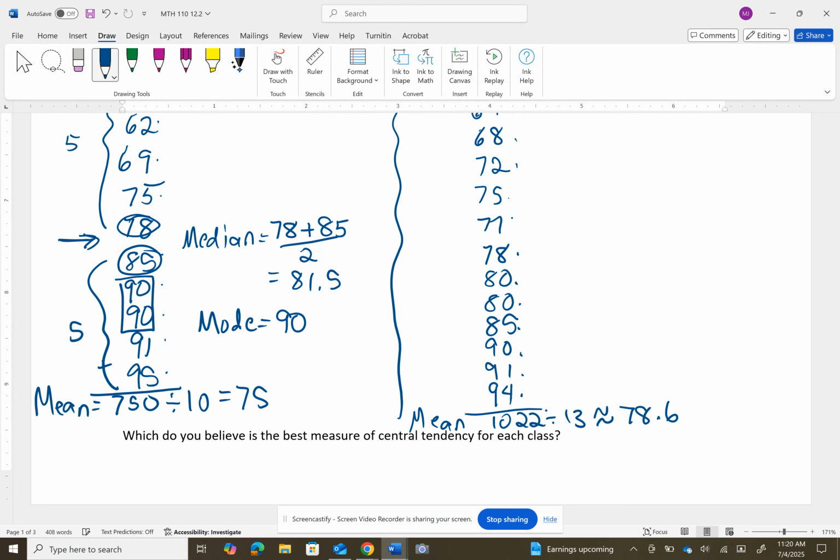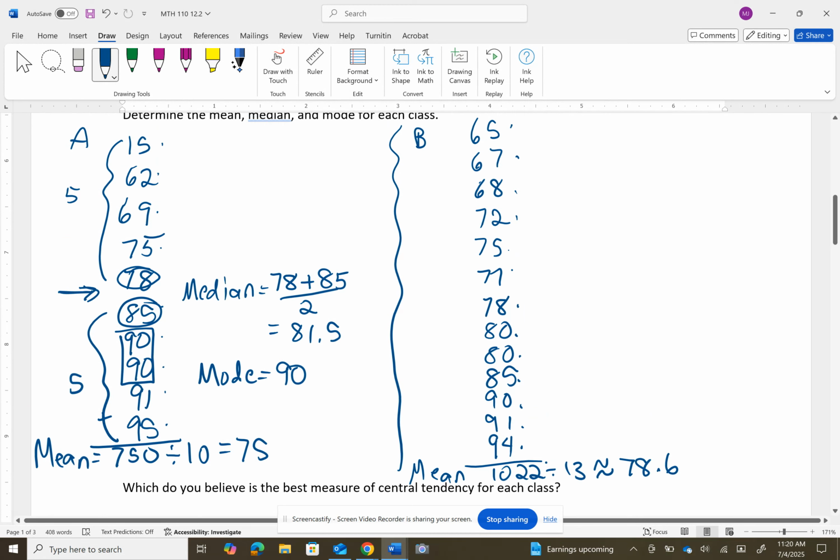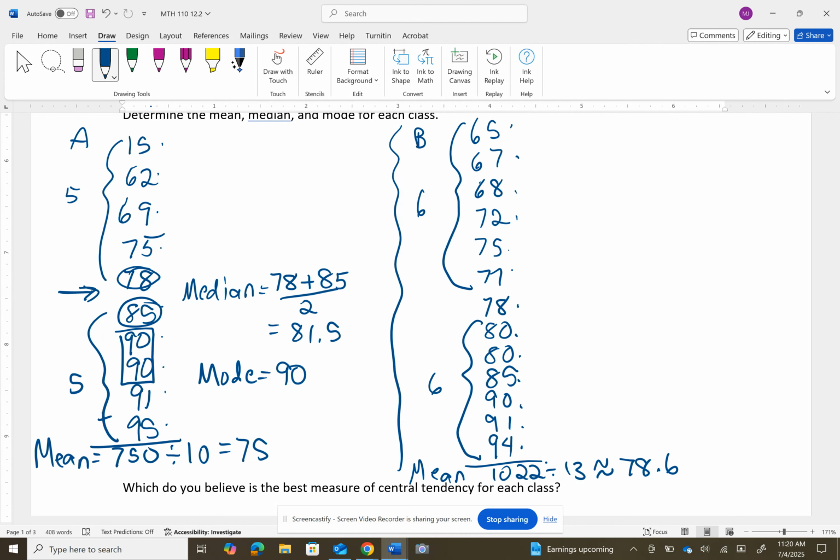Now, if there's 13 data values, let's think about this. You could think I've got 6 here and 6 there, and then here's your middle number, the 13th one there in the middle. That would be your median. And you wouldn't have to average anything because we had an odd number of data values. And then your mode would be 80 in this case.